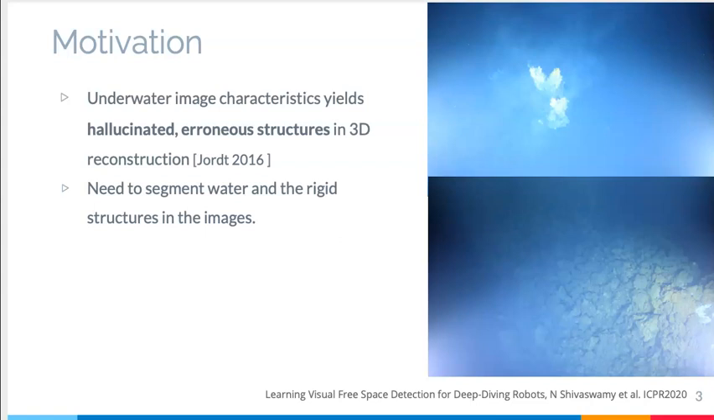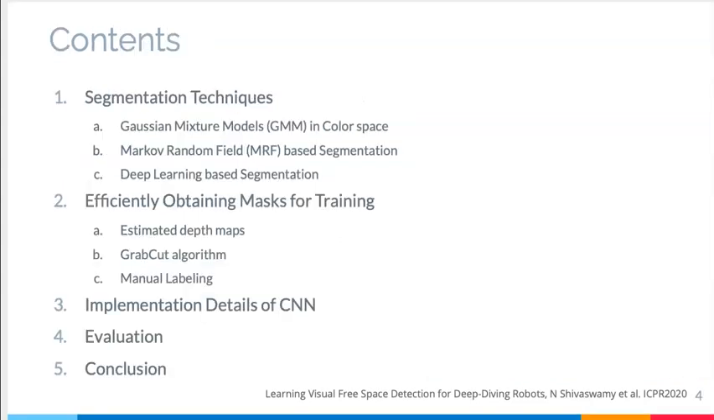For both navigation and 3D reconstruction, if the computer could classify water and structure as different regions, it would be advantageous. Hence, this is essentially a segmentation problem. In this paper, we discuss 3 segmentation techniques and we demonstrate how to prepare data and solve the free space detection problem on deep sea images. Lastly, we compare all the segmentation techniques.